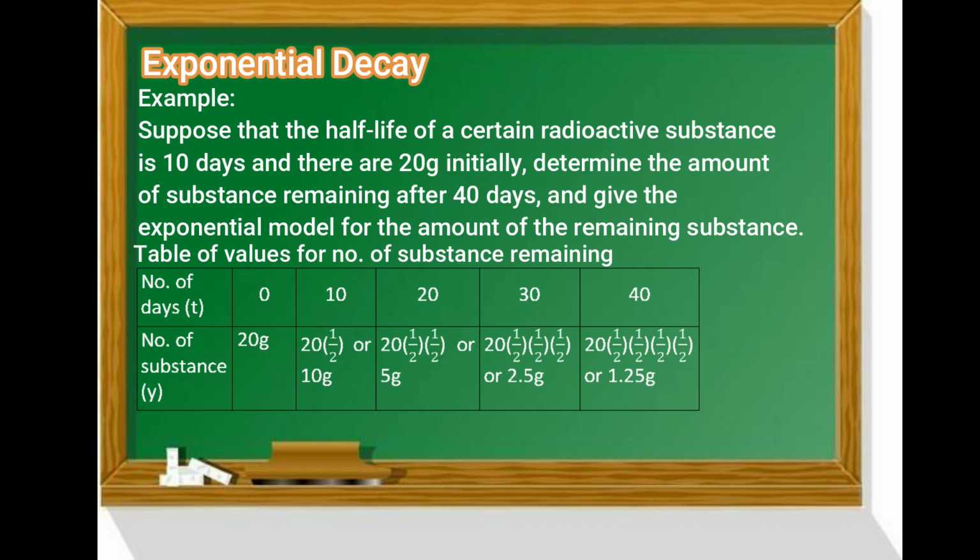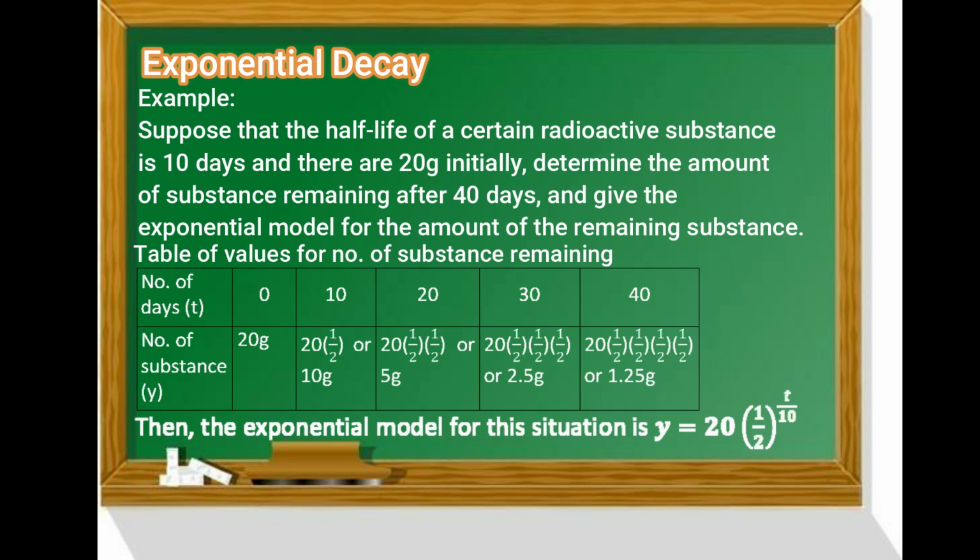Very good. The idea is the mass is halved every 10 days based on the definition of half-life in the problem. Since it is halving, the constant is 1/2. Then, the exponential model for this situation is y is equal to 20 times 1/2 raised to t over 10.